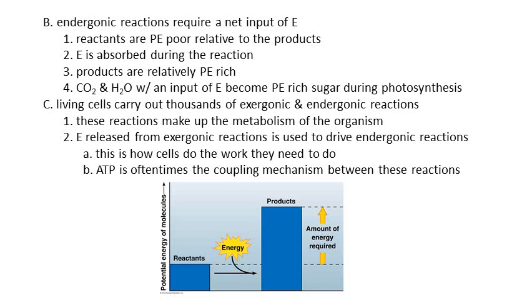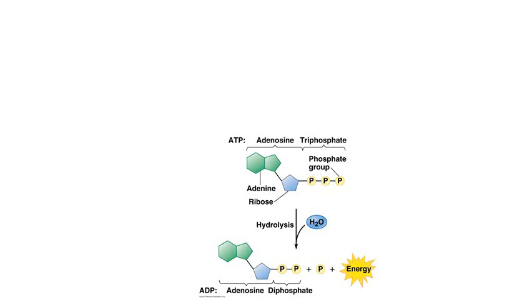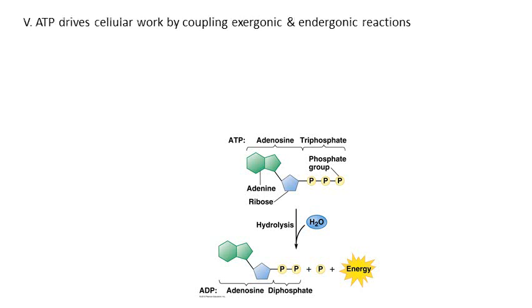Now, oftentimes the coupling mechanism is actually ATP. In other words, the energy from exergonic reactions is captured as ATP. In cellular respiration, what we end up having is the production of ATP. ATP is really considered the energy currency of cells, because if cell work needs to get done, it's probably going to require some ATP to get it done.